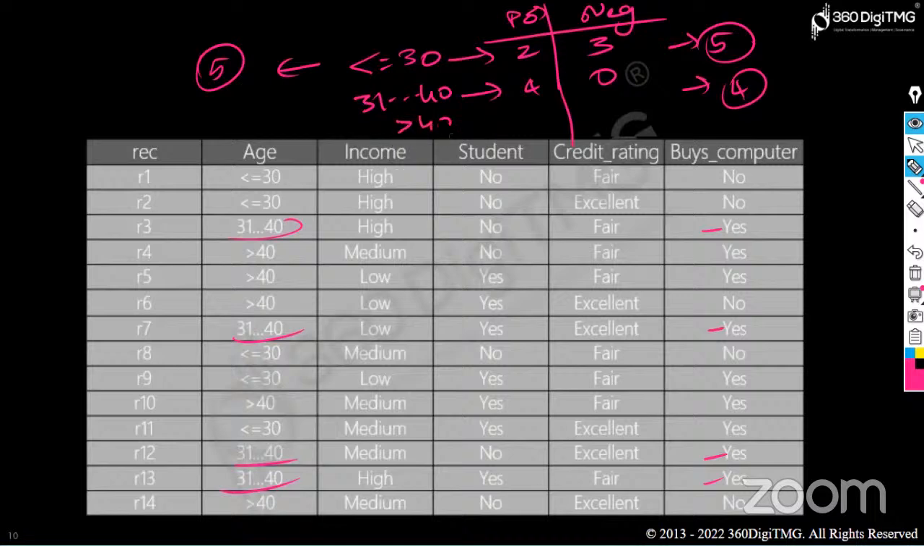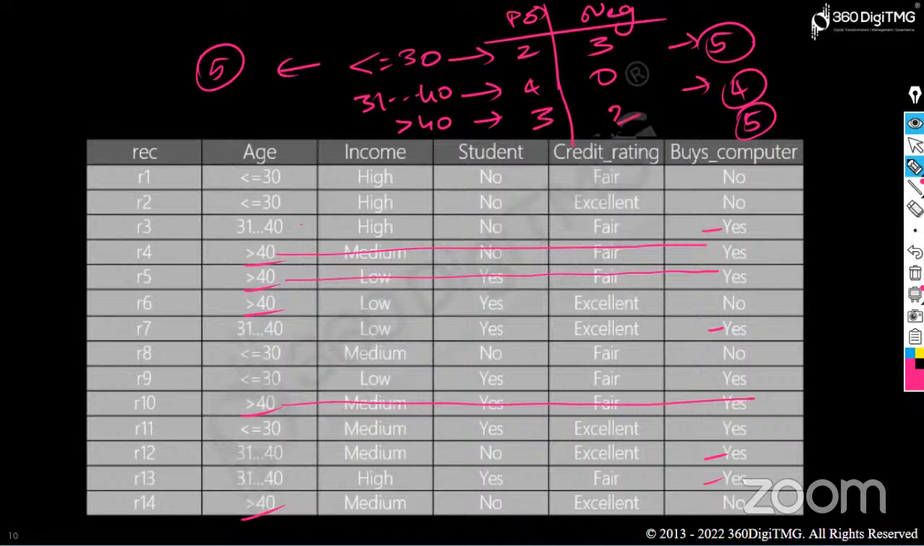Now greater than 40. So you have one more option that is greater than 40. Now how will you calculate the probability? Greater than 40, 1, 2, 3, 4, 5. So out of 5, how many yes and how many no? So this is yes and this is yes. So I'll list only yes: 1, 2, 3. Okay. So 3 is yes and 2 is no.